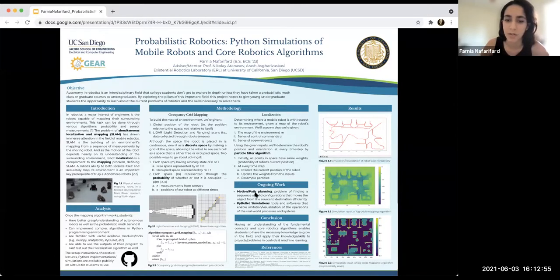And the future work to complete the SLAM problem, because it has many different parts to it, is motion planning, which finds the shortest path from a starting point to a destination. I have been exploring A-star, AR-star, and other path planning algorithms. And the final work that I've recently gotten to explore is PyBullet simulations in the Python environment.